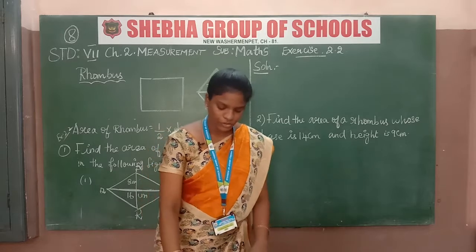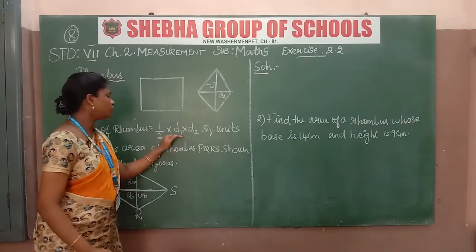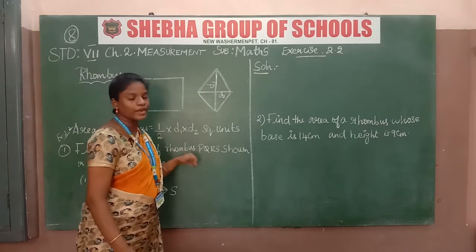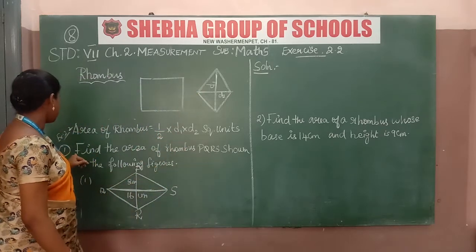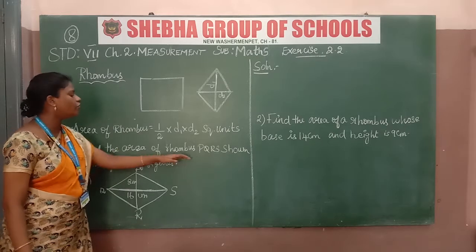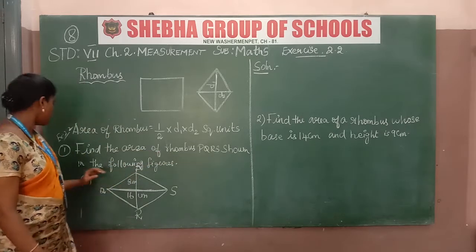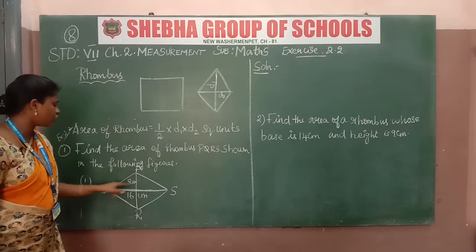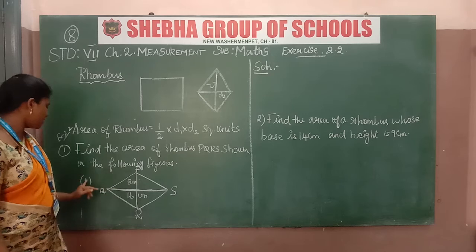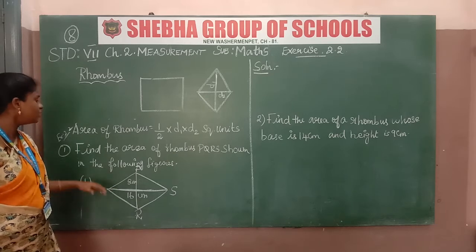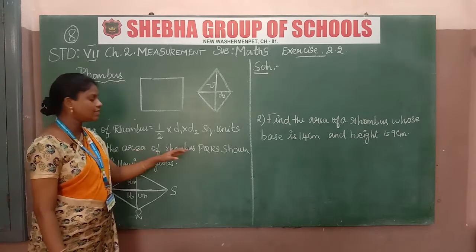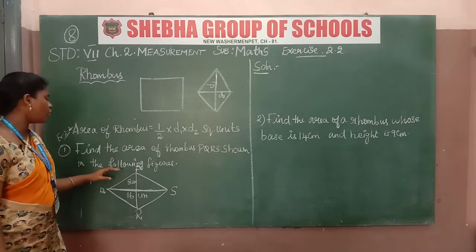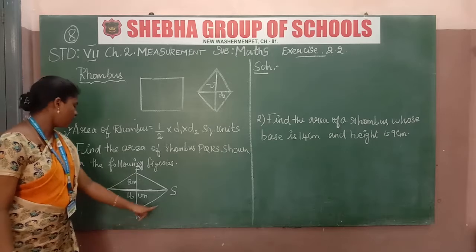Next, we have seen the formula. The formula is 1 by 2 into D1 into D2 square units. So next, let's look at the first sum in exercise 2.2. The first sum is: find the area of rhombus PQRS shown in the following figure. The figure is given. This is also a rhombus. Okay, the first question, first part: find the area of the rhombus PQRS shown in the following figures.